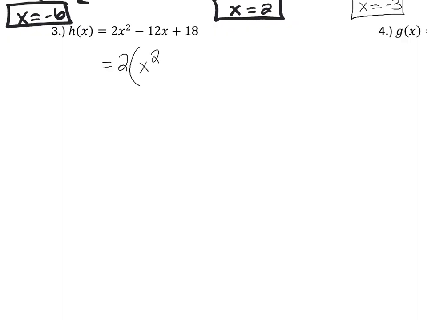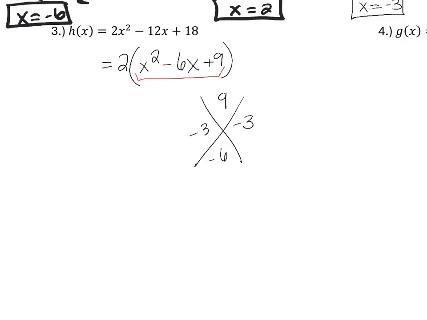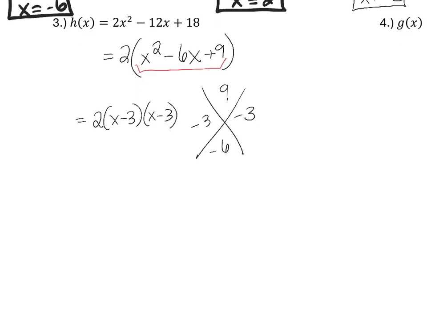So divide everything by 2. And then you do your x method only on what's inside the parentheses. So we get 9, negative 6, and two negative 3s. So negative 3 times negative 3 gives us our two factors, x minus 3 times x minus 3. The 2 is still out here, but it's not going to affect our intercepts. The 2 affects our stretch or shrink, but it doesn't affect our intercepts.